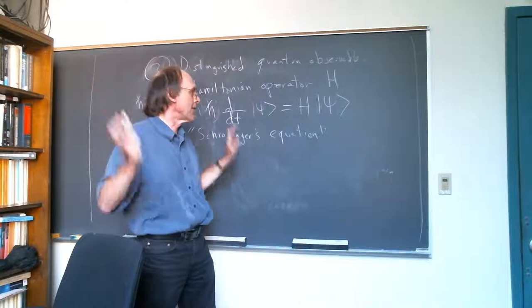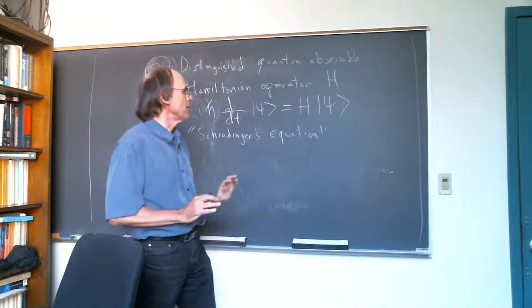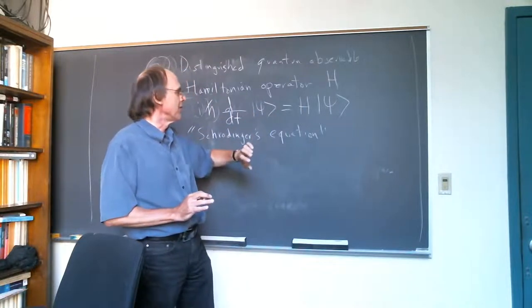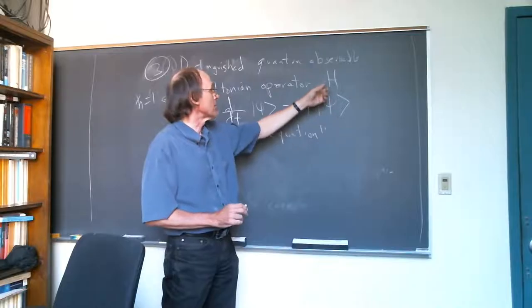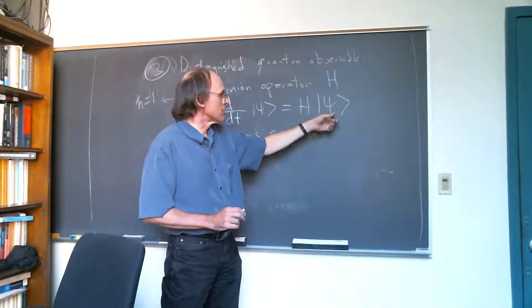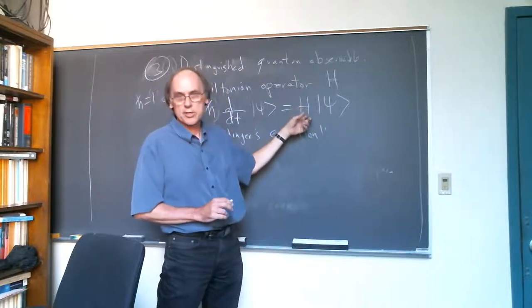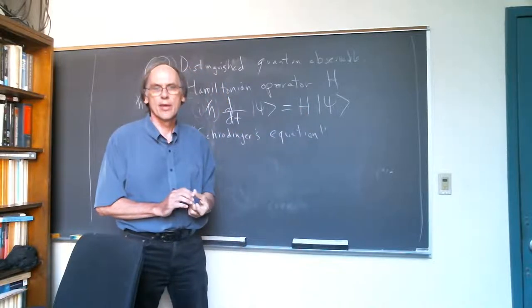So this is at an abstract level where you aren't actually getting very much. If you actually want to do anything with this, you have to explicitly choose this vector space and explicitly choose this operator.